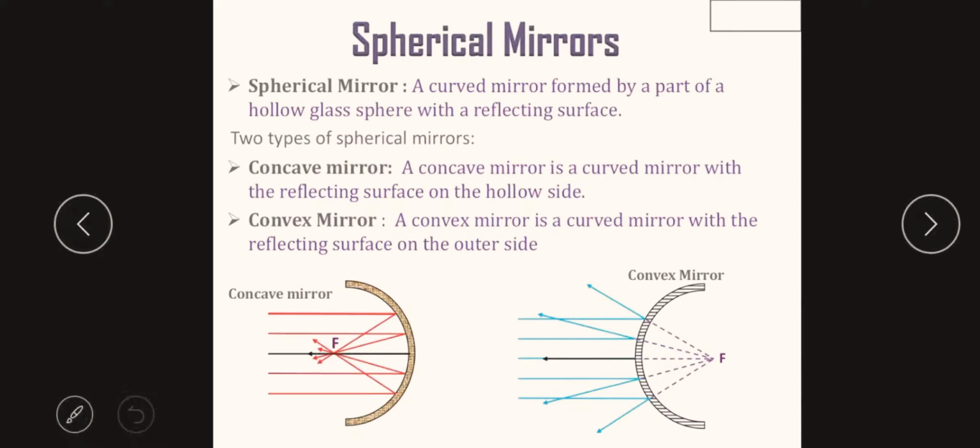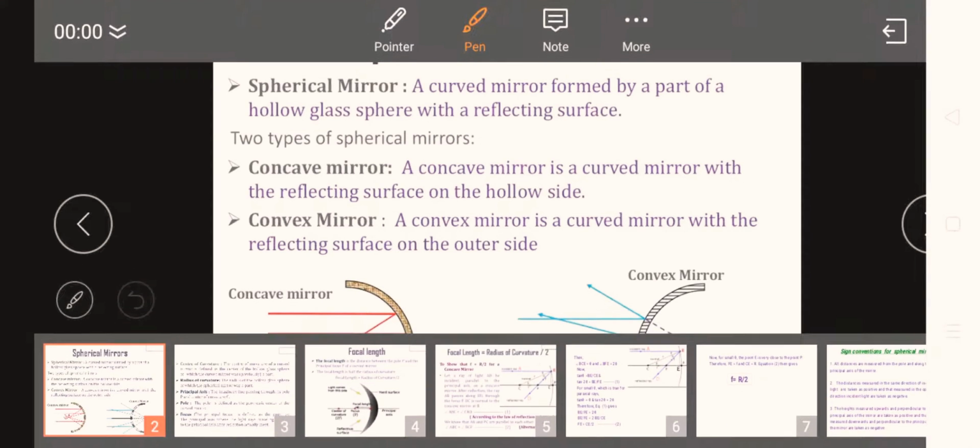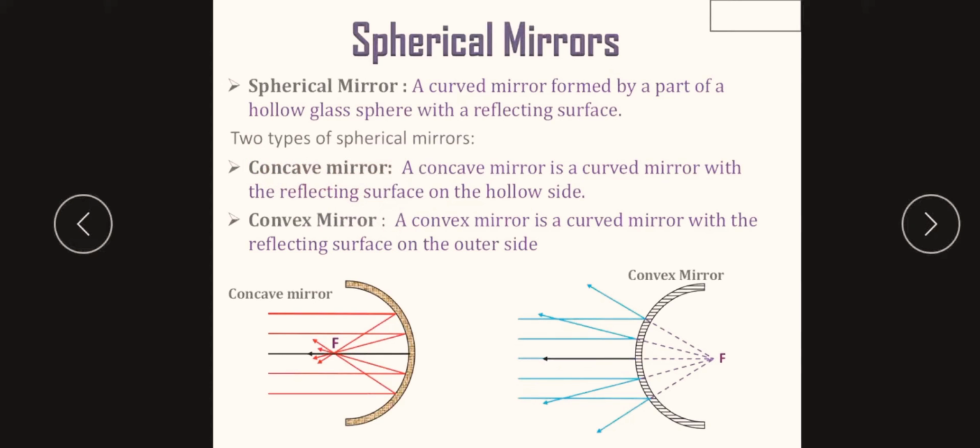There are two types of spherical mirrors. One is the concave mirror, and the other is the convex mirror. The first one is the concave mirror. A concave mirror is a curved mirror with a reflecting surface on the hollow side, which we call a concave mirror.